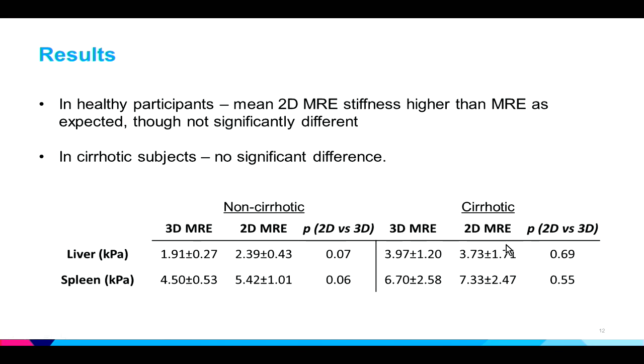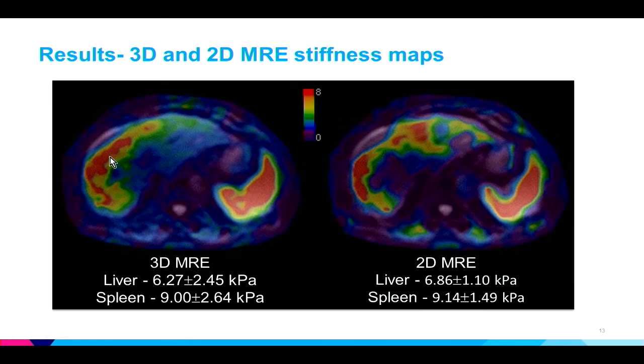In the cirrhotic subjects, things are a bit different. We saw no significant difference. The means were up and down depending if you're looking at the liver or the spleen. And we were looking into that, wondering why it may be. In cirrhotic subjects, you'll see stiffness is very high. And we think that as the waves are traveling through, there's some diffraction going on which causes the waves to become even less planar than they would be.